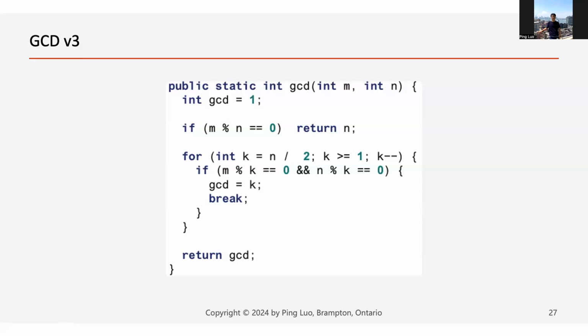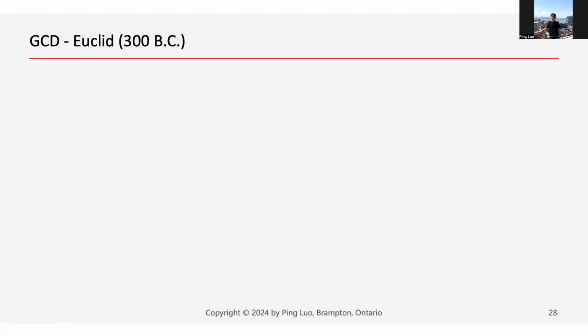So we actually don't have to start checking from n. We can just divide n by 2 and start from there, because either n is just a divisor of m, or otherwise it has to be some number smaller than n. So this is another way we can further improve this algorithm. But actually, this is already very good, though it is still not the best.